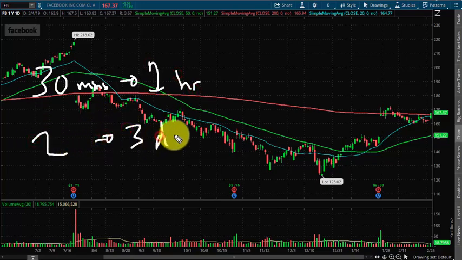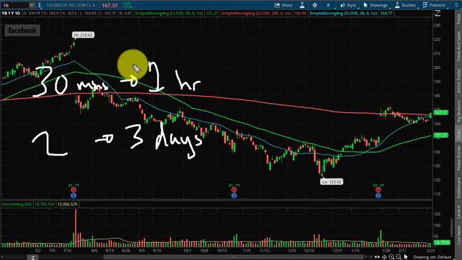And the reason why this is important is because if you're holding something for a couple of minutes, or if you're holding something for a few weeks, you're not going to be using the 1 minute time frame, right? That doesn't make any sense. You're going to be using something that caters to your investment style.